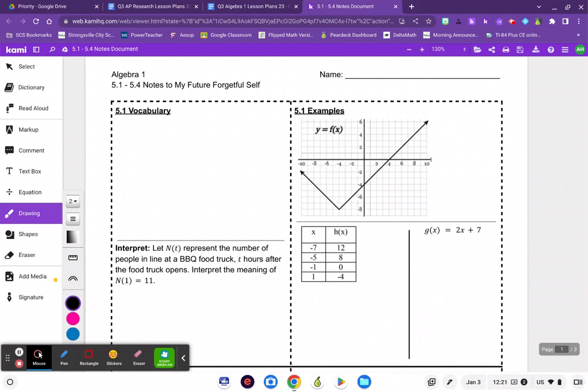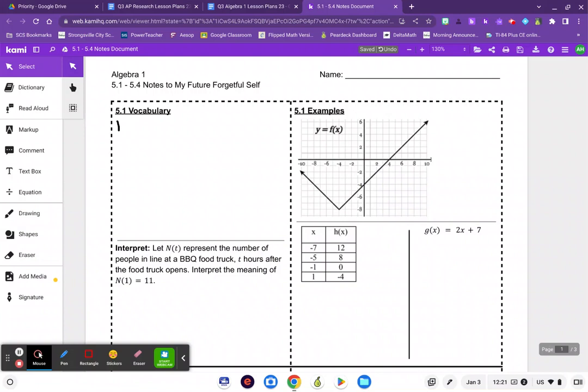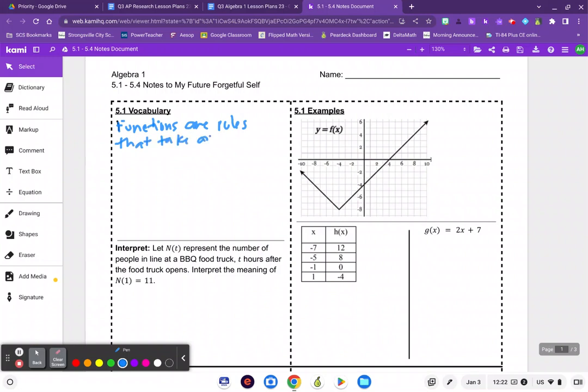Okay, so the first thing we're going to talk about is the vocabulary. And so the vocabulary that we have is on functions. We're going to say a function is a rule. So we'll say functions are rules that take an input and make it an output.